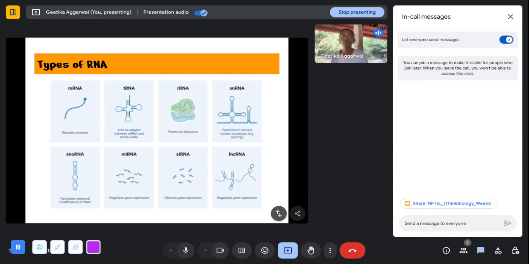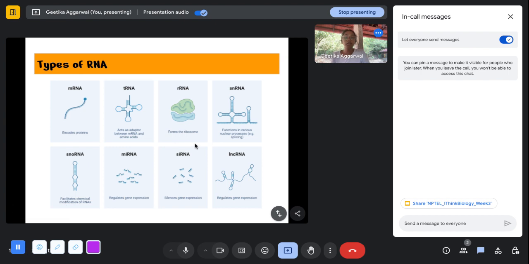Okay. Moving on to the different types of RNAs. Now that we've discussed the different types of RNA polymerases, and how many different types of RNAs they produce, there are different types of RNA. For example, there is mRNA, which is the basic one, the messenger RNA, which encodes for proteins. There is tRNA, which is transfer RNA. It acts as the adapter between the mRNA and the amino acid. So it transfers the information from the mRNA to the polypeptide chain.